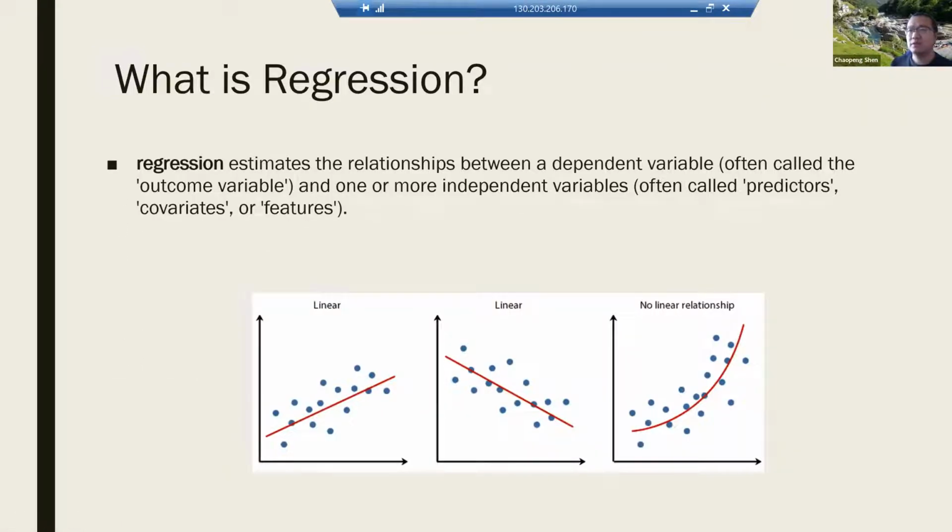So what is regression? The regression estimates the relationship between a dependent variable, what we often call the outcome variable or target, and one or more independent variables, which we often call predictors, covariates, or features. Okay, so in the simplest case, you have only one predictor variable and one target variable, and we can build a simple relationship. So if you're doing linear regression, it's essentially what we've seen before: drawing a line that goes right through the dots, right? That has the smallest distance from all the data points.